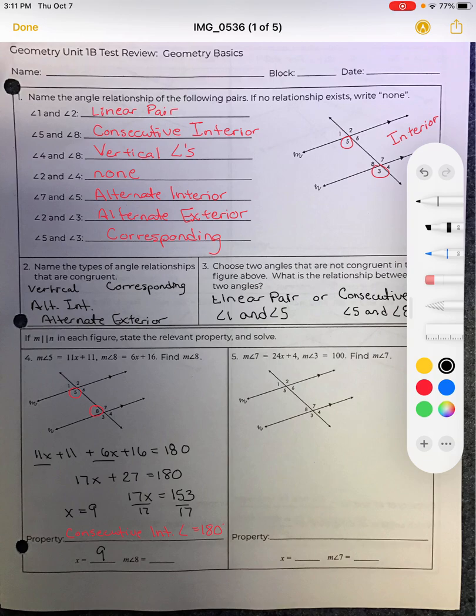So on this line I'm going to put 9. This one wants me to find measure 8. So if you go back up here, measure 8 equals 6 times 9 plus 16.